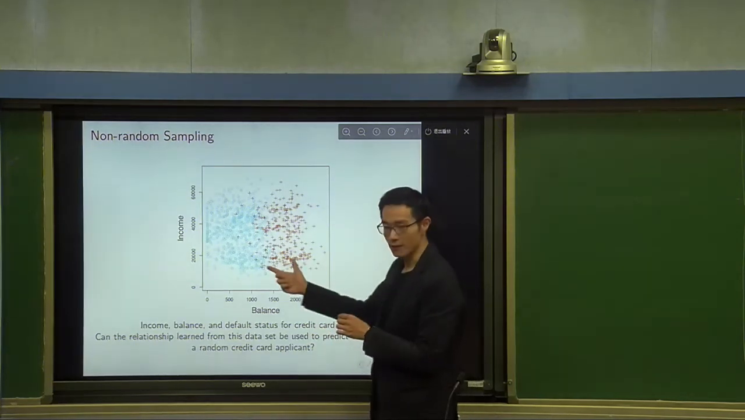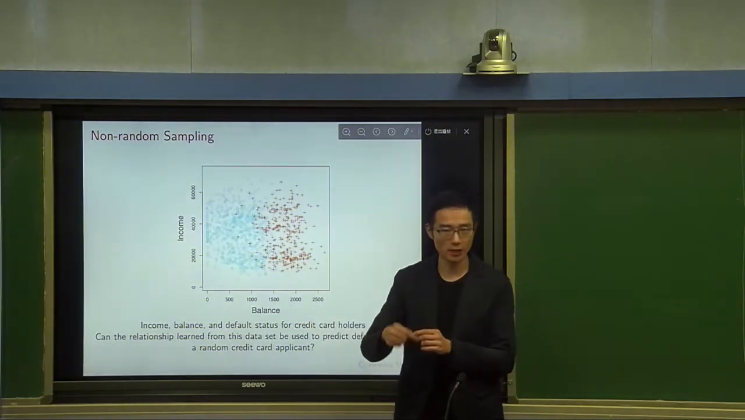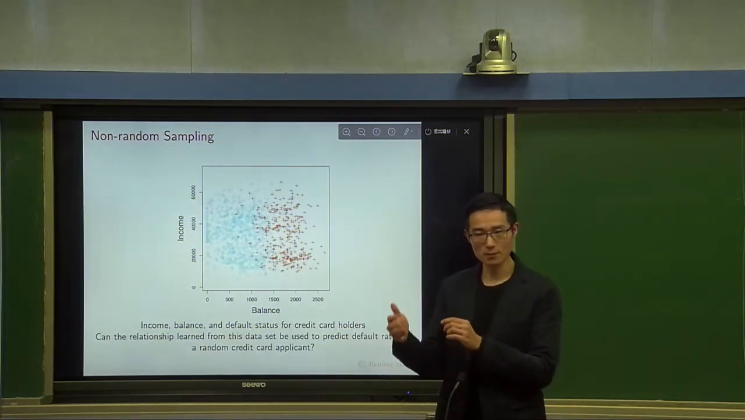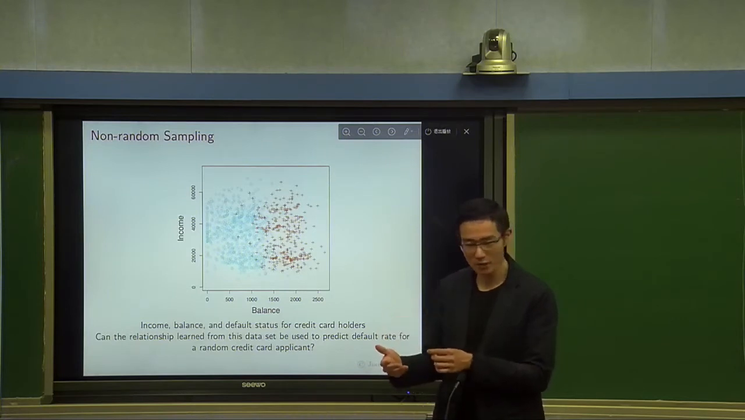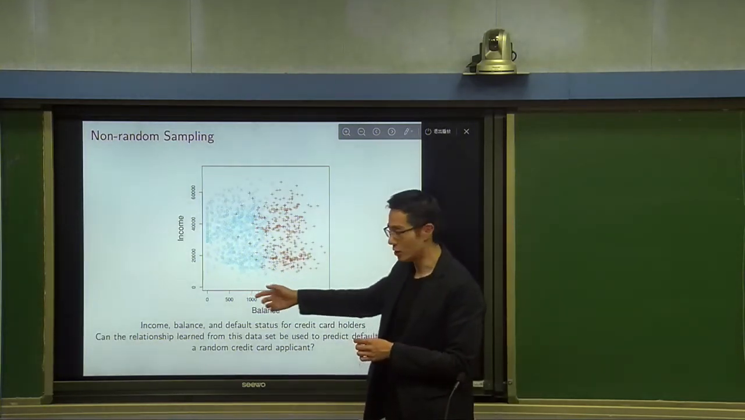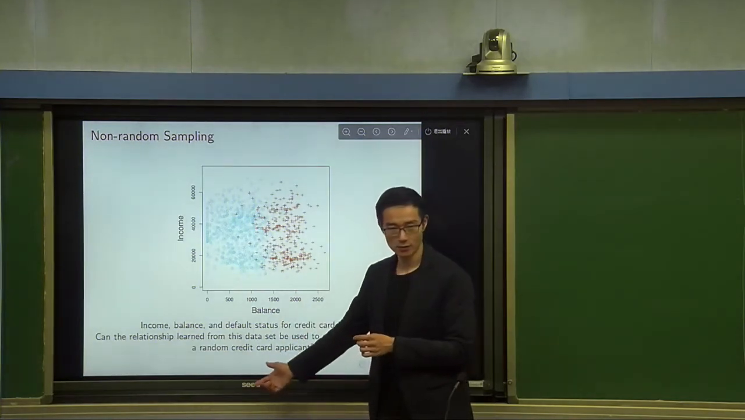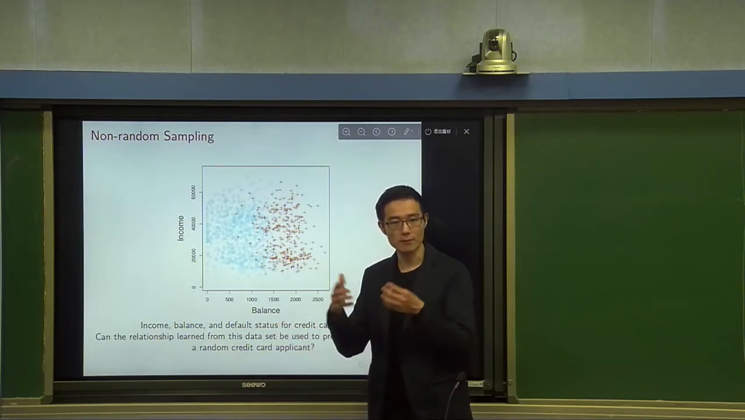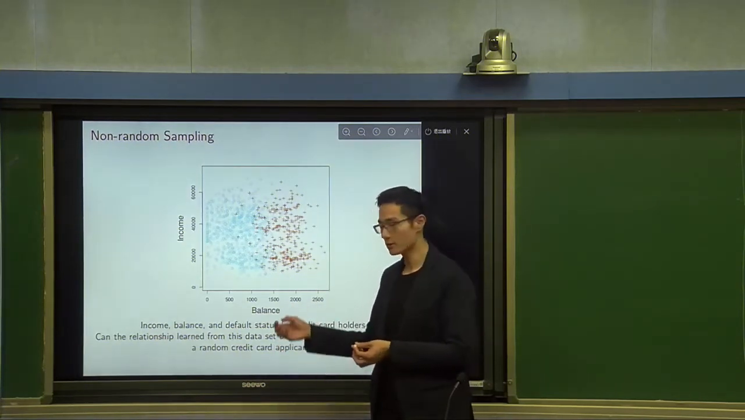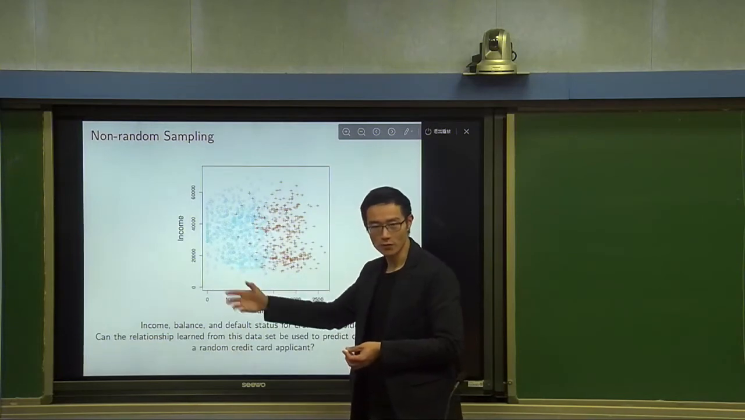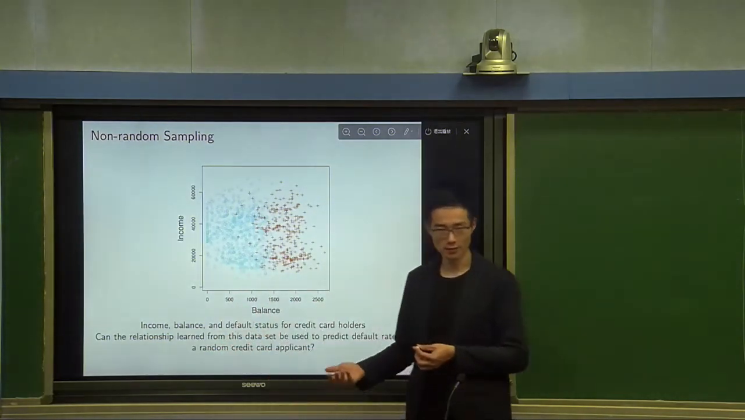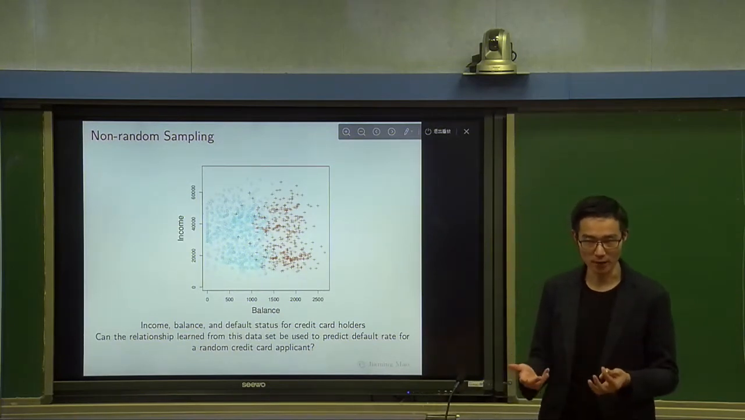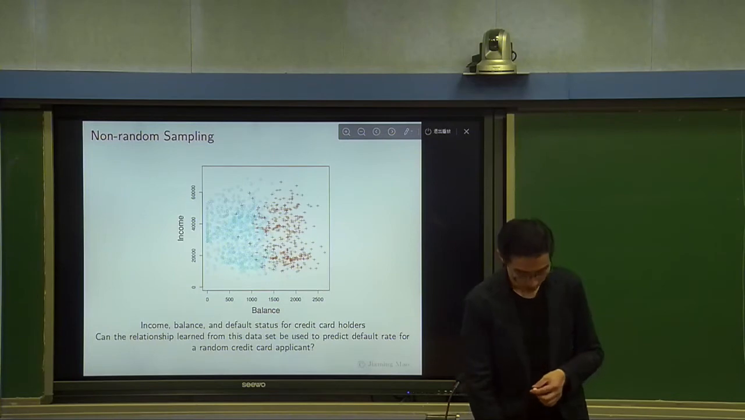Why? Because this data is people who have essentially successfully applied for a credit card. So they are survivors, in a sense. Okay? So these are the people who have succeeded in their credit card application, and this is their default rate. But you are interested in a random credit card applicant who may not succeed in getting a credit card. So these can be different populations. So you cannot use whatever you learn from this population to predict what happens to random credit card applicants. Right? So this is a typical issue of non-random sampling, or sampling bias, or sample selection bias.